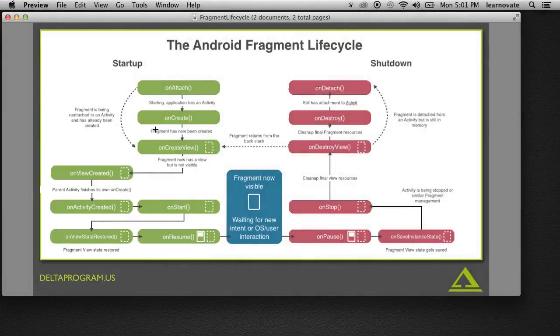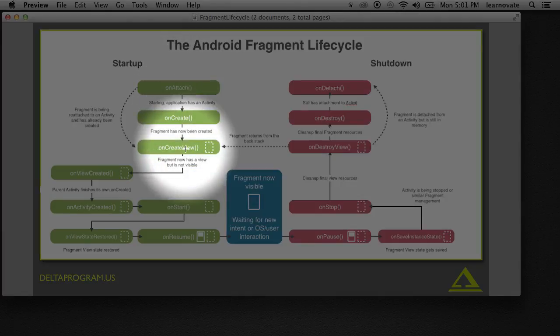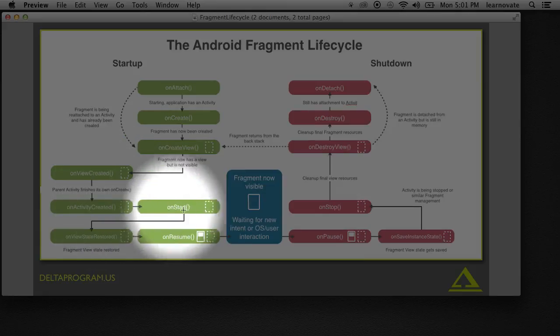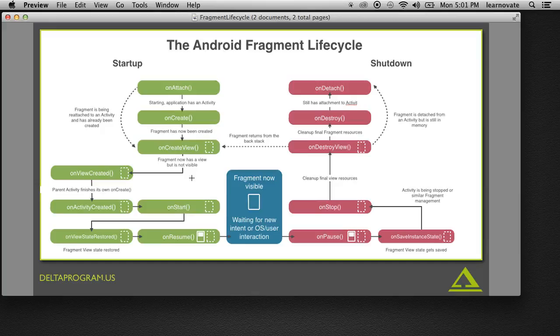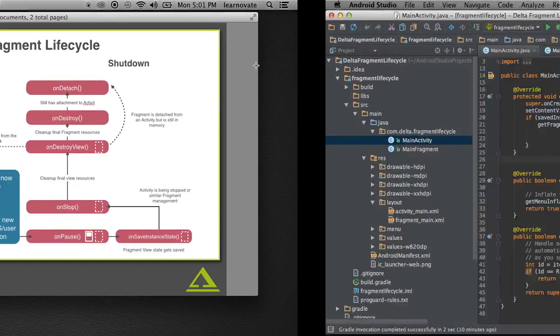The point is that throughout this life cycle, different particular moments will have different particular pieces available. And the reason why fragments are tricky for a lot of people is because they're not quite sure when particular variables are null and when they're actually pointing to something. You have to understand that Android handles the entire fragment connection between the activity behind the scenes. So, let's look at what that looks like in code.